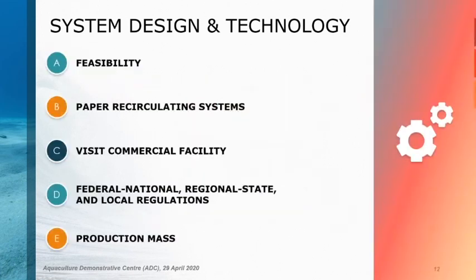When doing the pre-project feasibility check, you must avoid paper recirculating systems. You have to visit the facility and see it in action, because on paper everything looks very good, but it is not when it's in the field, when it's real. And the regulations, as I mentioned, and the production mass are also important.